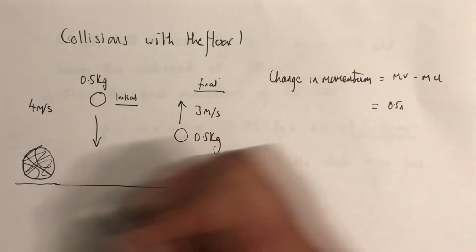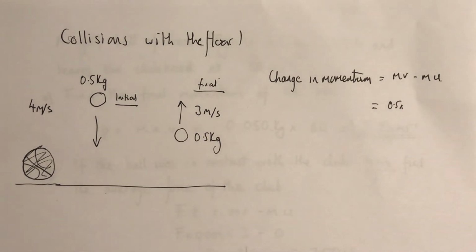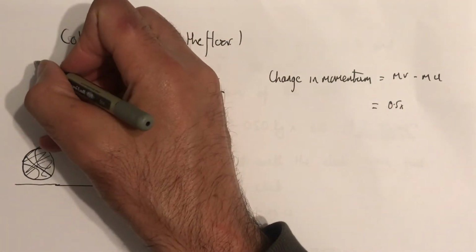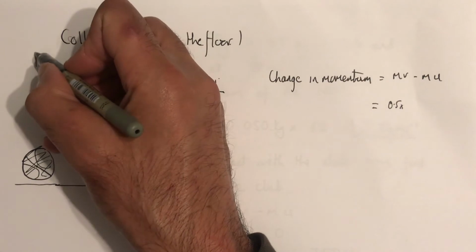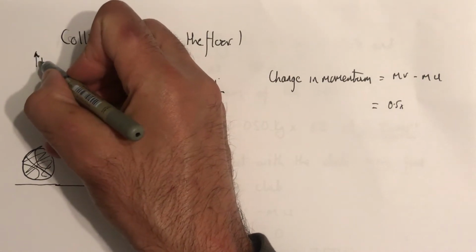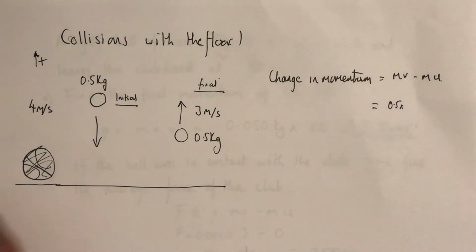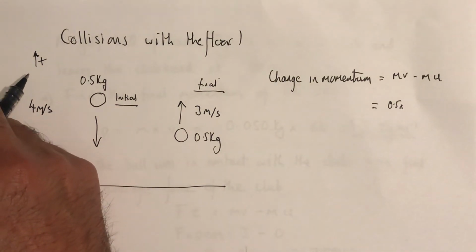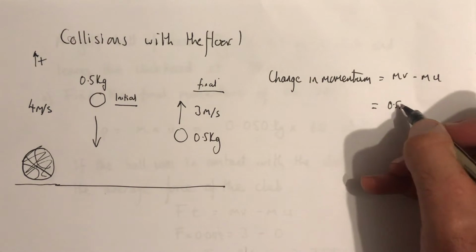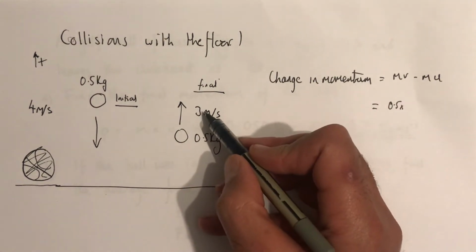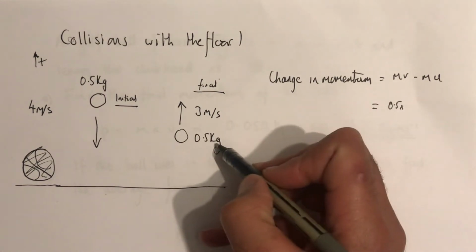Now, I've got to decide which way is positive and negative in my diagram. It isn't a problem as long as I'm consistent. So let me say that up is positive. I'm going to label that, to tell anyone that's marking this that I know that up is positive. So the final momentum is up, 3 times 0.5.